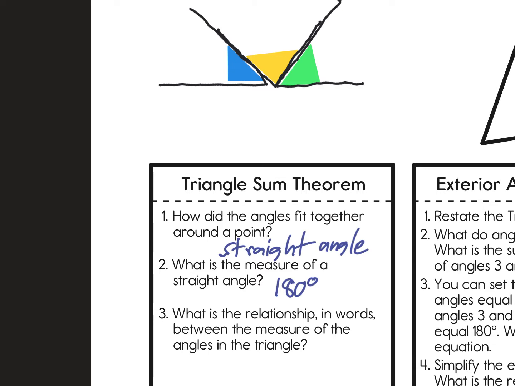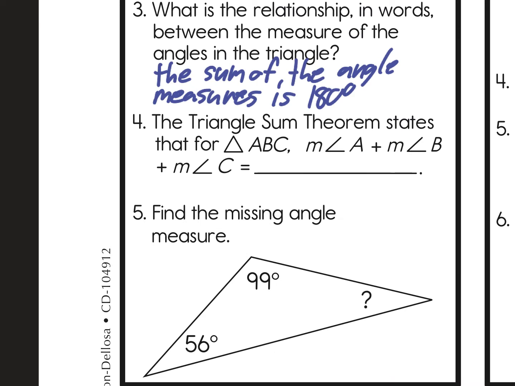So, what's the relationship in words between the measures of the angles in the triangle? Well, the sum of the angle measures is 180 degrees. This means that the triangle sum theorem states that for any triangle ABC, the measure of angle A plus the measure of angle B plus the measure of angle C equals 180 degrees.